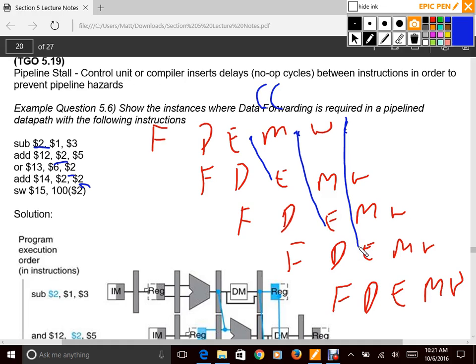And the difference is, if I didn't have the write then read capability of MIPS, I would actually have to wait another cycle before I could do more data forwarding, right? But because I have the write then read capability in MIPS, this last execution is not a hazard. Does that make sense? Any questions?